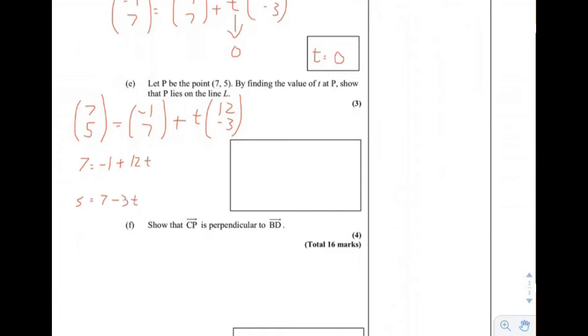Let's try to solve for t here and then see if we can substitute it in below and get a true statement. So we're going to add 1 to both sides. That'll give us 8 equals 12t. We're going to divide both sides by 12, and we get t equals 2/3. Then we put it in there, and that will give us 5 equals 7 minus 2, because 2/3 times 3 is 2, and that's a true statement, right? So we're going to put this in the box here.